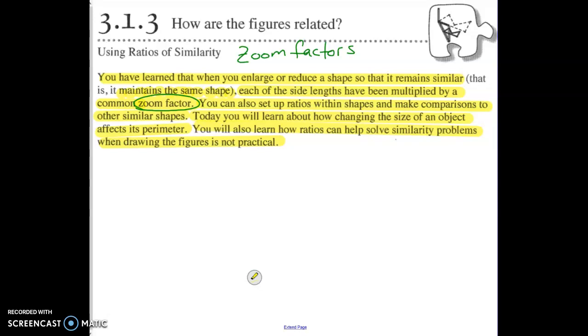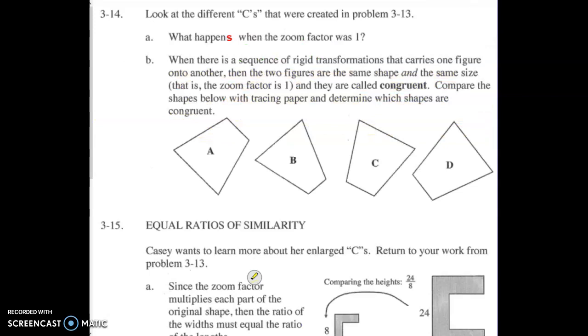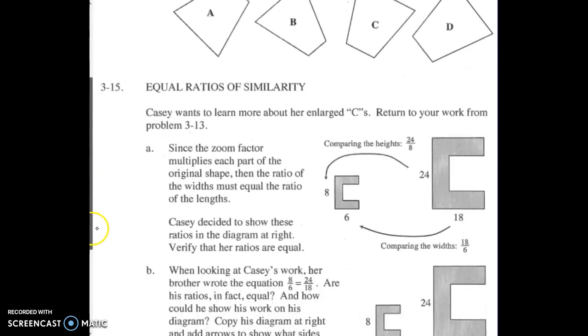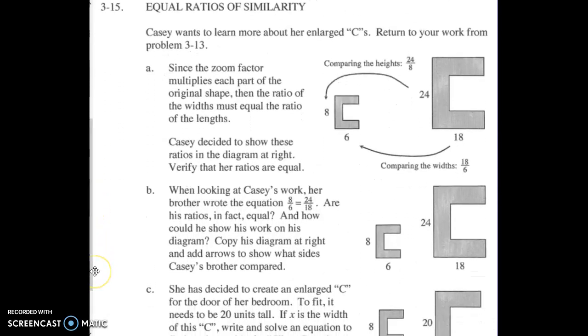I actually want to get you started by looking at 15 together. So turn the page. Let's look at 15 together. So 14 you'll go back to. 15 we're going to start on together. This will help you with problems 13 and 14. Equal ratios of similarity. Casey wants to learn more about her enlarged C's. So again, that'll take you back to problem 313. But for this example, we can just look at the drawings that they have.